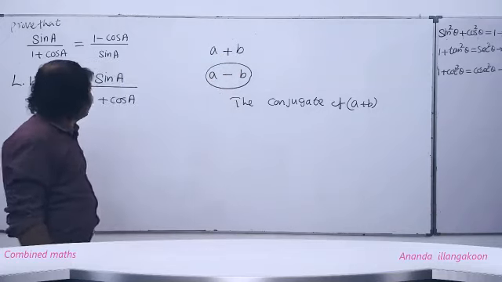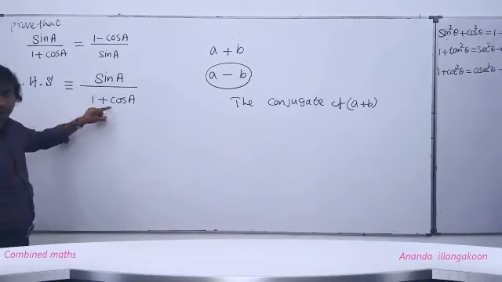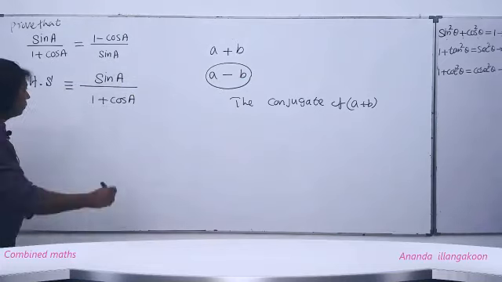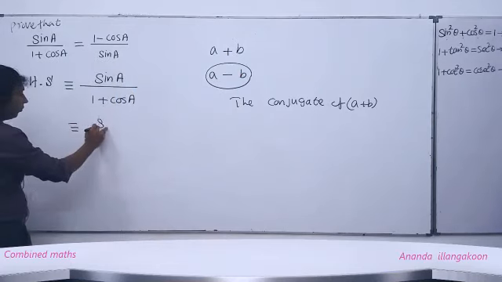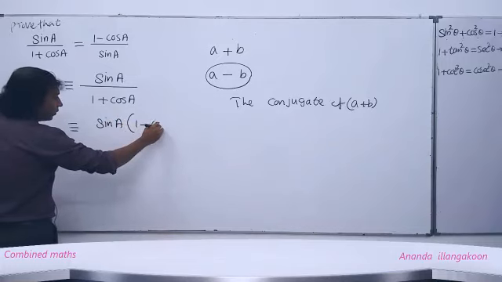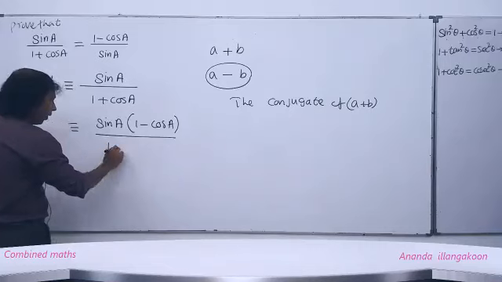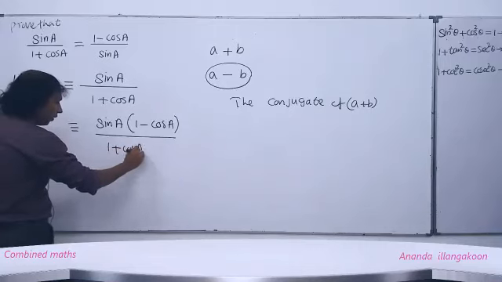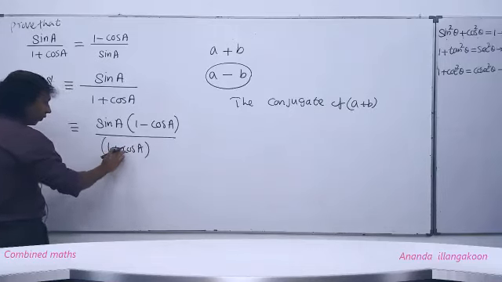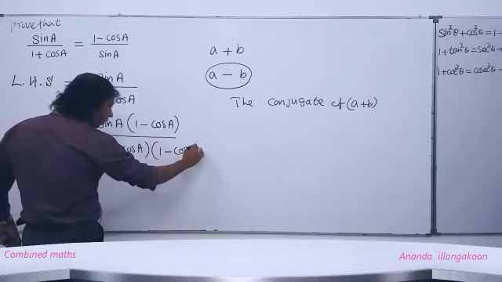So then we multiply both this numerator and denominator by the conjugate of 1 plus cos A. So then what do you get there? Sin A times 1 minus cos A divided by 1 plus cos A into 1 minus cos A. Like this.